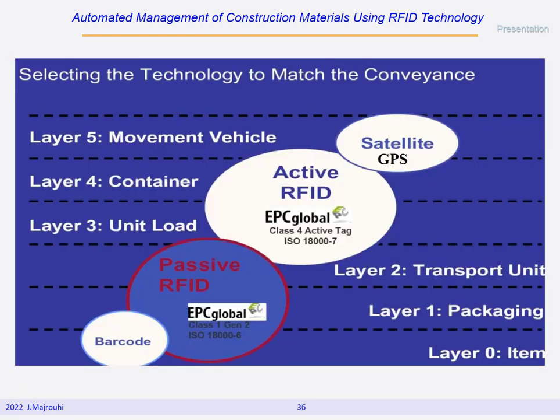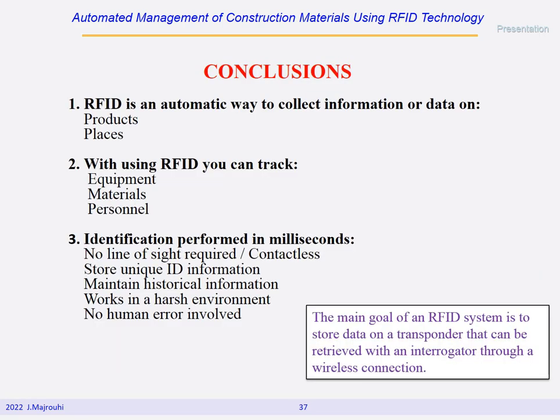The represented graph helps professionals to use the best technology. For example, if a person wants to track containers, active RFID and GPS are the best technology. And for packaging, passive RFID and barcodes are the best. Finally, it should be said that the main goal of an RFID system is to store data on a transponder that can be retrieved with an interrogator through a wireless connection.